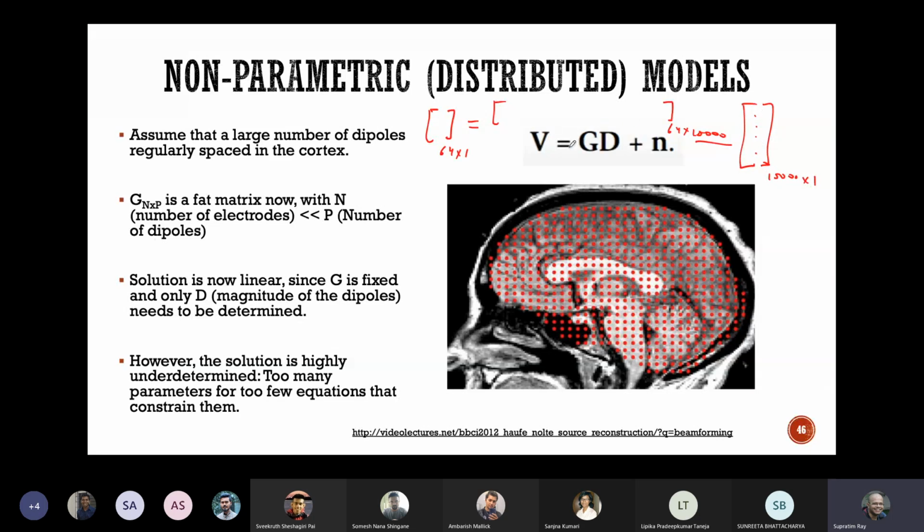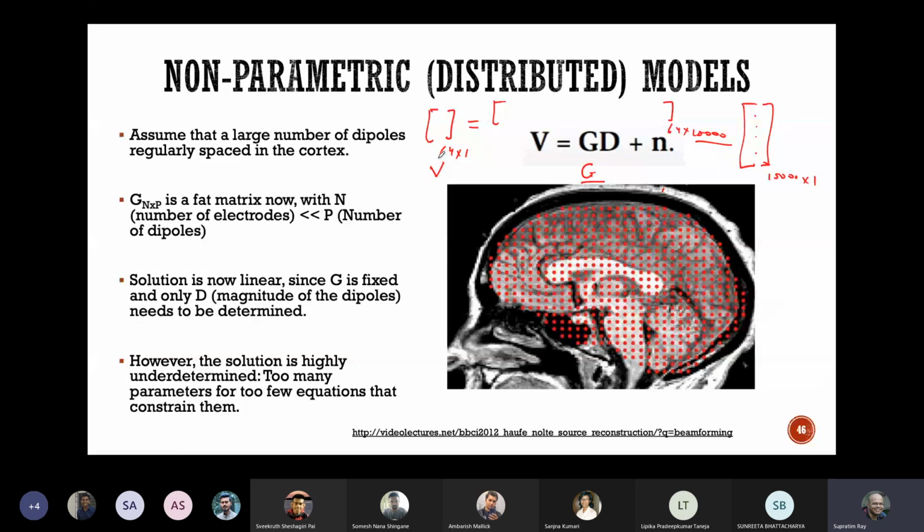So you already know what G is, because you can put a dipole at any location and then find out what the voltage is going to be for 64 electrodes. So the problem now is that you have knowledge of V, you have knowledge of G. You just want to find these 10,000 values so that when you multiply G with D, you get a voltage distribution that is very close to the actual V that you are seeing.